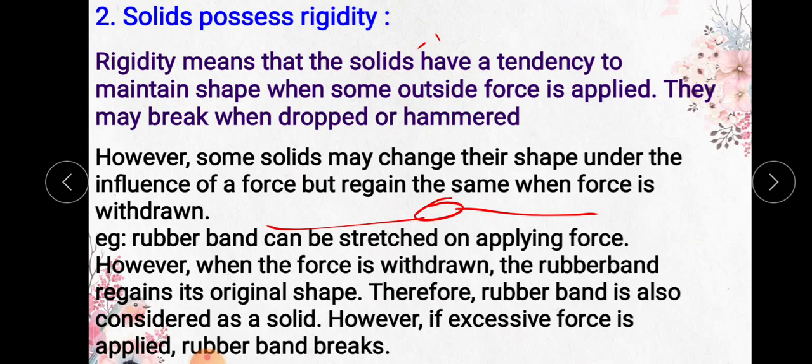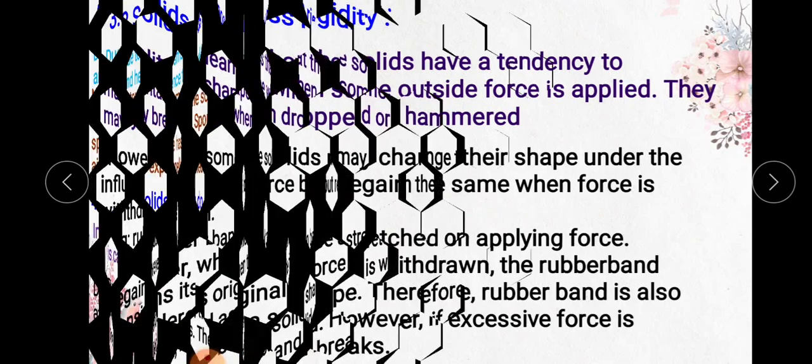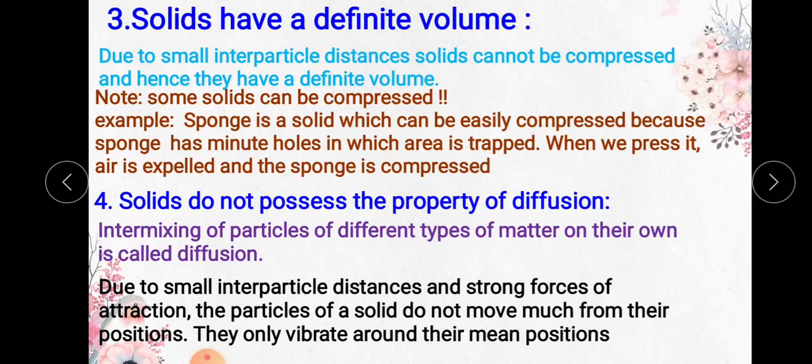Okay. The next, the third property of a solid. Solids have a definite volume. What is this? Due to small interparticle distances, solids cannot be compressed and hence they have a definite volume. If you take sugar crystals in a container, as I told you, it will not change its shape because they have a definite volume. We cannot compress them. For example, if you take a few crystals of sugar in your hand, by compressing we cannot reduce its size.